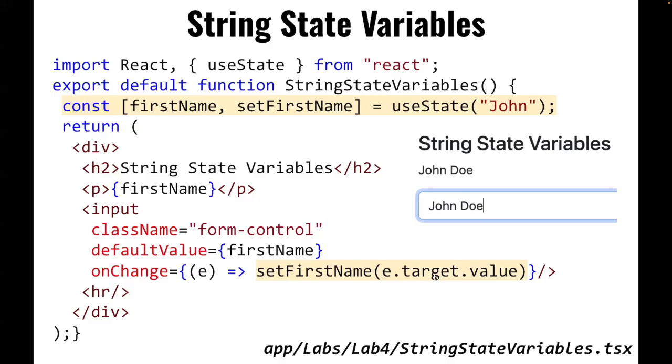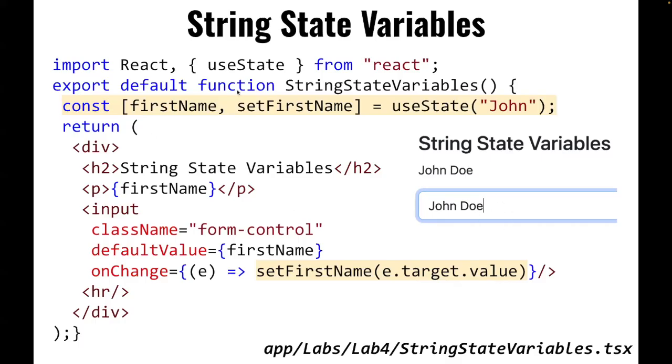So eTarget has a reference to the input field, yes, and dot value has the current value of the input field. So what we're doing here is that we are basically accumulating each character, for each character stroke, right? We are updating the first name value here for each character that's being added, right? We're updating and synchronizing what the input field says in our local state variable.